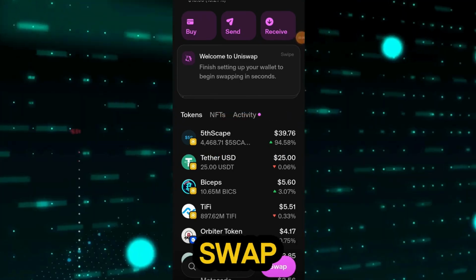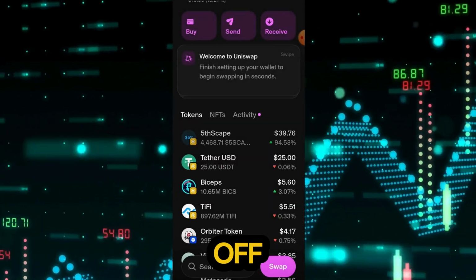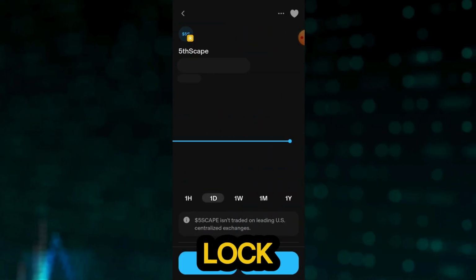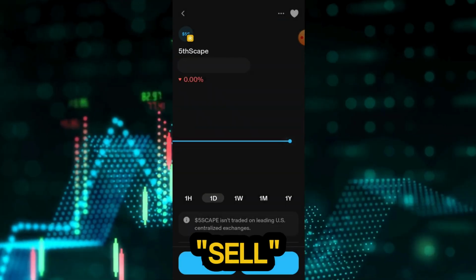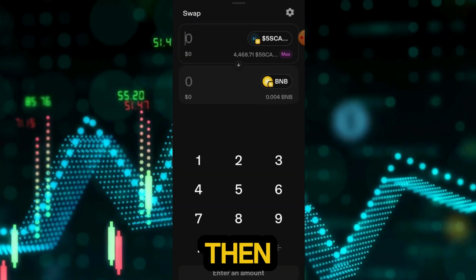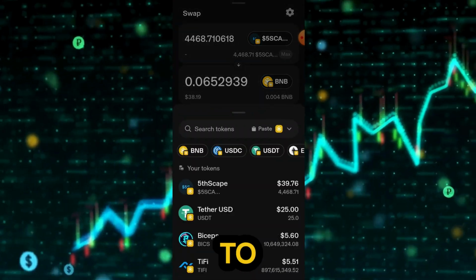Now it's time to swap back to USDT. I don't want to partake in the listing. I'll sell off and swap back to USDT to lock in my profit. I'll then click on the coin I want to swap. I'll hit sell, then I'll hit continue, then hit sell again. I'm swapping all. Then I'll change from BNB to USDT.